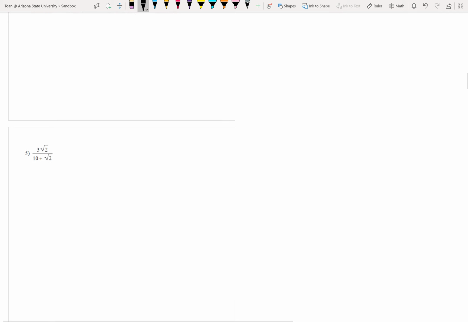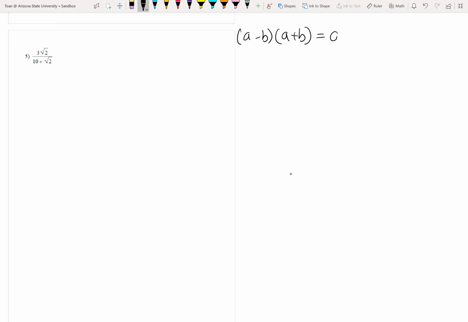Number 5 is a rationalizing the denominator problem as well, but notice the radical is inside of a binomial. So in this instance, to get rid of a square root, we need a perfect square, but I need to square an individual term in a binomial. As far as I know, there's only one way we can do that, and that's to exploit this pattern here, that when you multiply two conjugates, it's the difference of the perfect squares. But notice how each individual term separate is being squared.